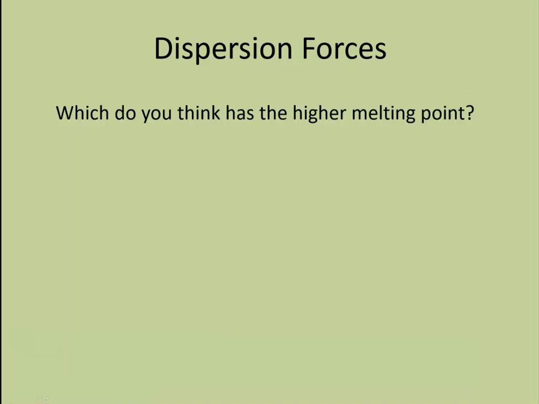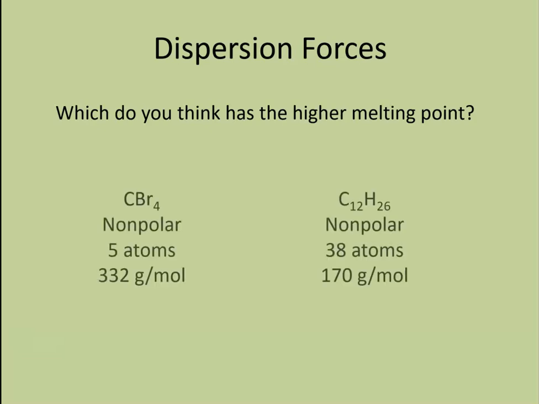This is the last slide, and this is just a little question for you to ask yourself. I've got two compounds here. This is called carbon tetrabromide. If you drew this, it would be a tetrahedral compound with carbon in the middle and 4 bromines around it. This is dodecane, which has 12 carbons all linked together, and then they're surrounded by hydrogens. They're both nonpolar.